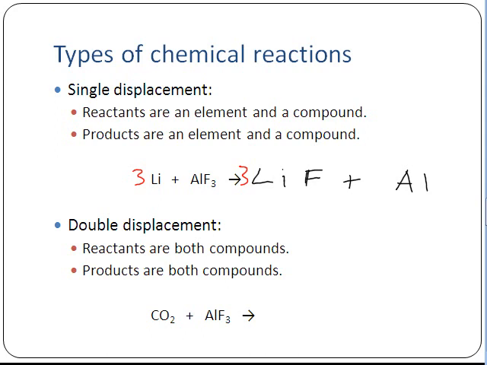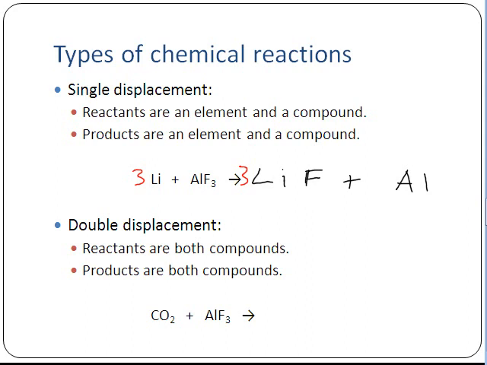The next type we have is a double displacement reaction. In a double displacement reaction, both reactants are compounds, and both products are compounds. Basically what happens is that we have 2 compounds that combine with each other, and the cations and anions switch positions. It's sort of like 2 couples come to a dance, and at some point both couples decide that each person would rather be with the people in the other couple, and so they switch around.